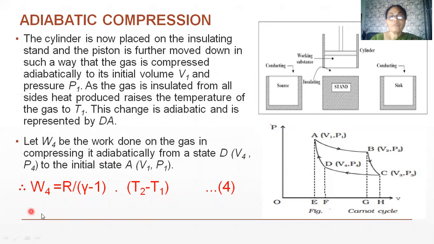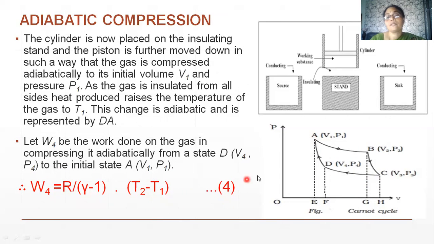So this is the work done in the adiabatic compression process. Till now we have studied all the 4 stages of operation: isothermal expansion, adiabatic expansion, isothermal compression and adiabatic compression. Now in order to calculate the work done, this is W1, W2, W3 and W4. If we put all the amount of work done in the 4 stages, we will get the total work done in the process.